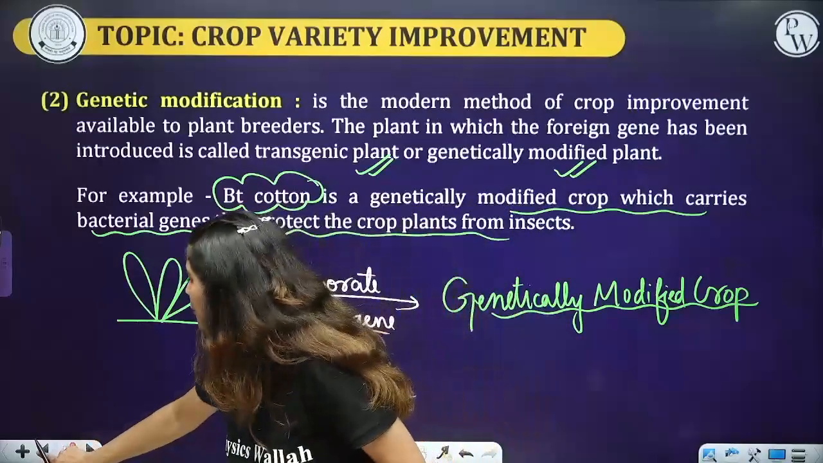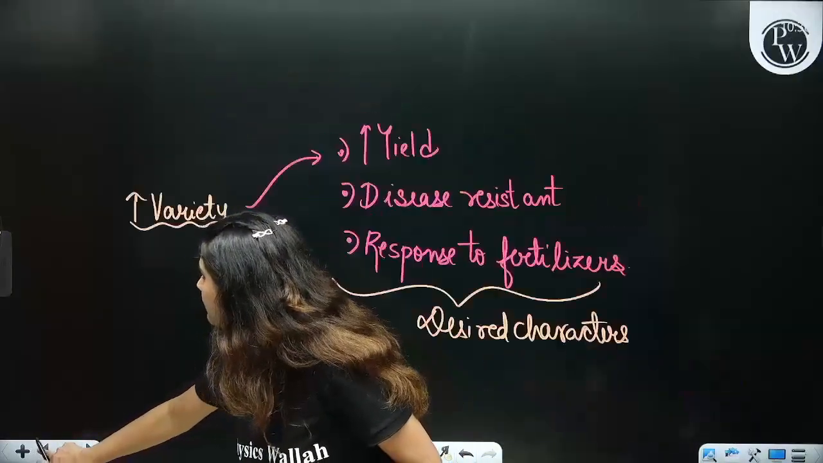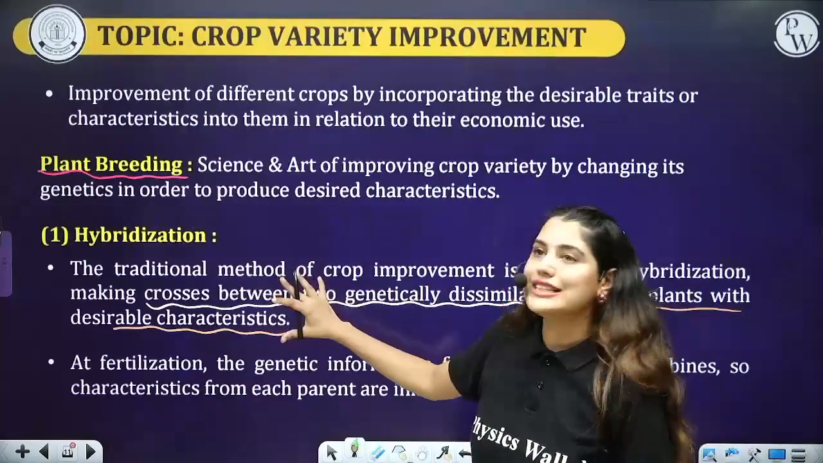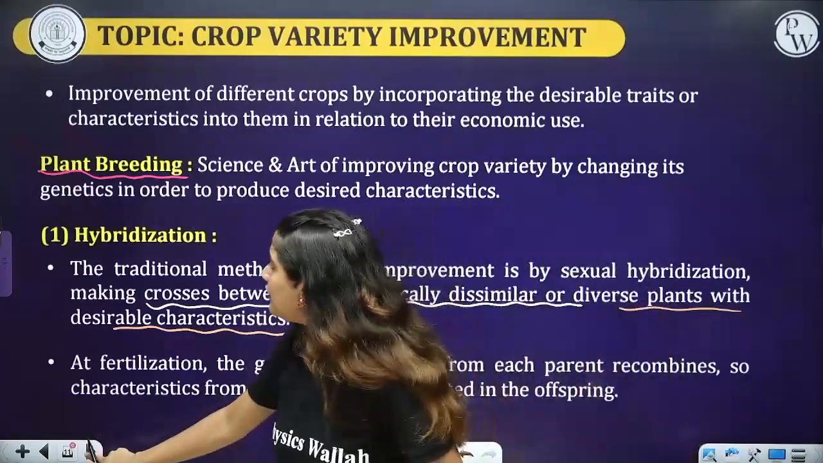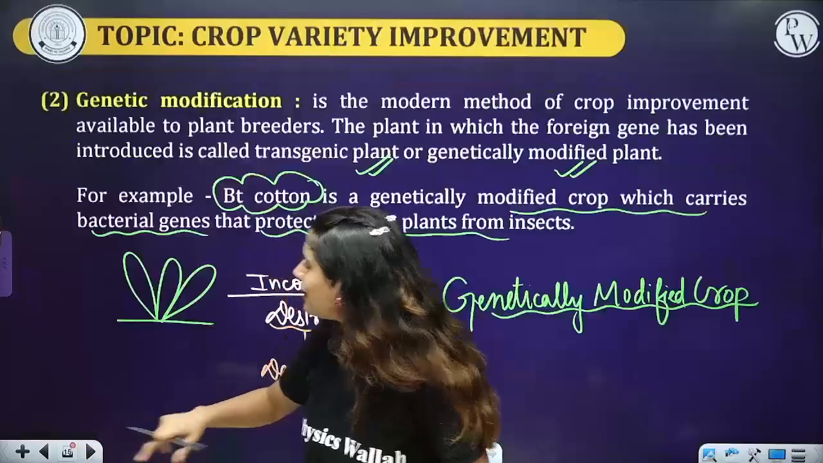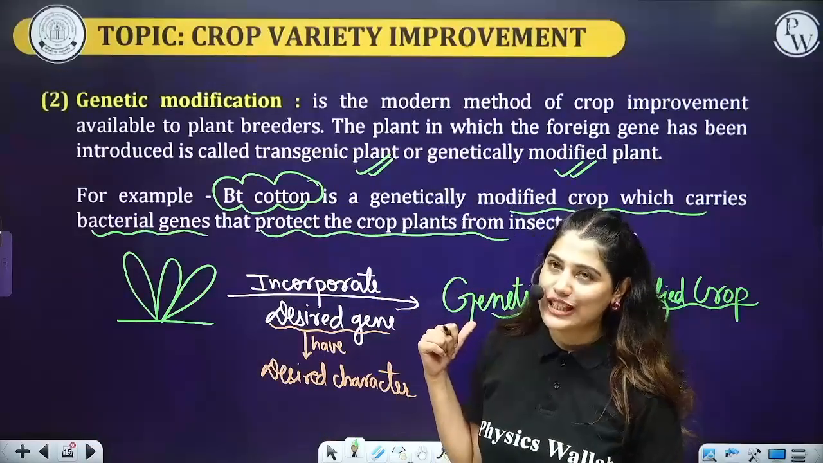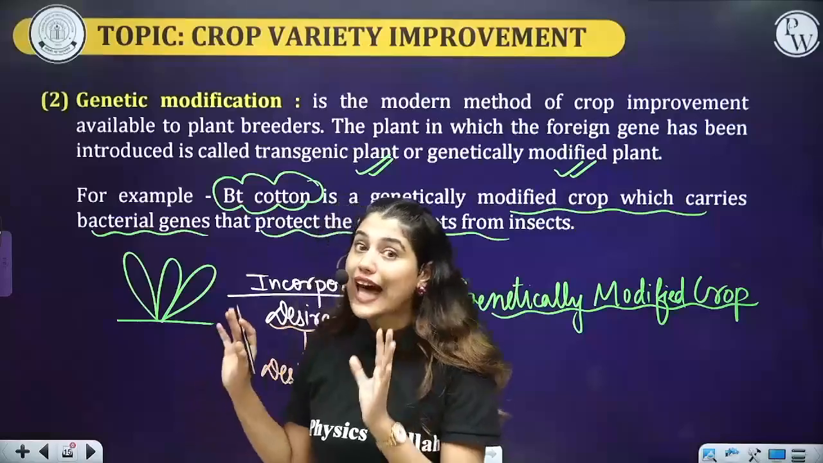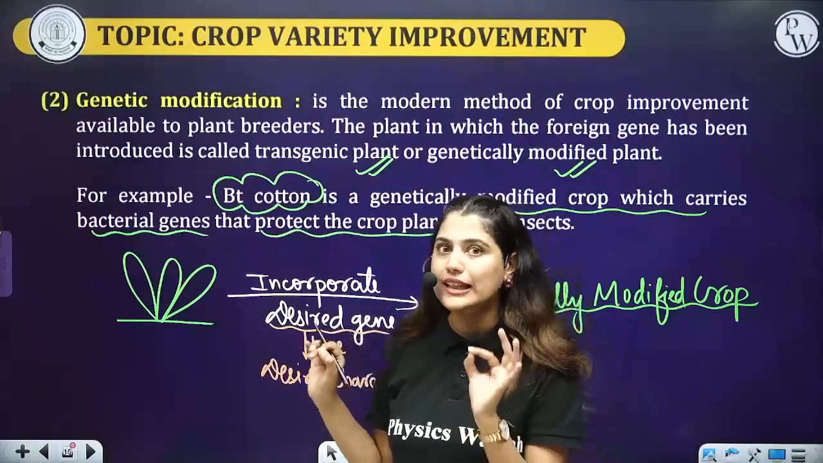So these were the two methods of how we can improve the quality. Basically we are improving the variety of the crop, right? One was hybridization and another was genetic modification, where we are changing or modifying the genes. That was about crop variety improvement.